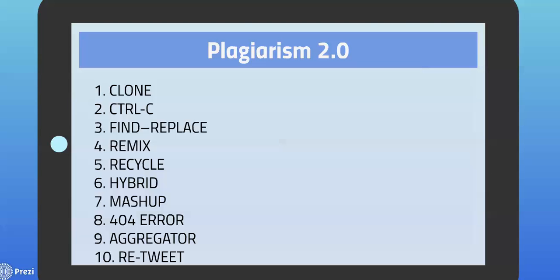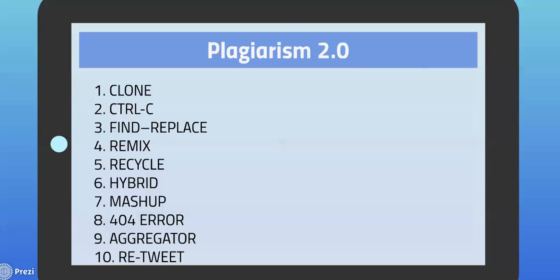Recycle is the act of borrowing generously from one's previous work without citation, which means to self-plagiarize. A hybrid is the act of combining perfectly cited sources with copied passages without citation in one paper. A mashup is a paper that represents a mix of copied material from several different sources without proper citation.